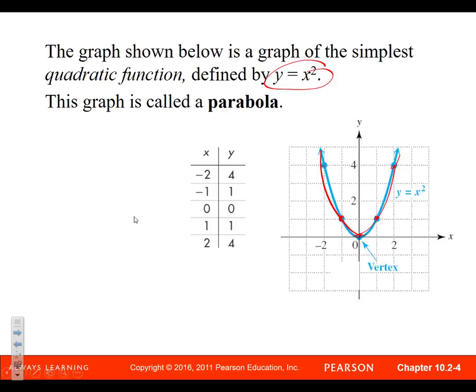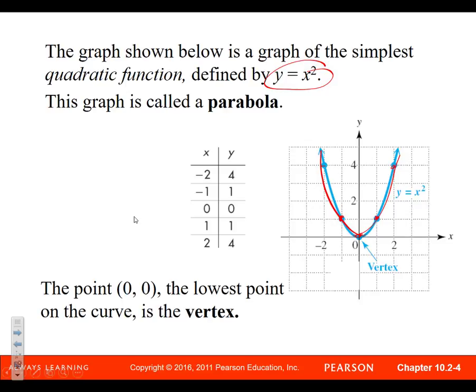I want to write points down. Cool, sounds good. Okay. So, what's very important to point out here is this thing called the vertex. And the vertex is going to be the lowest point on that parabola. Boom, just like that. So that right there is the vertex.